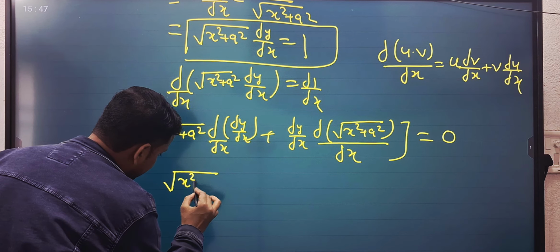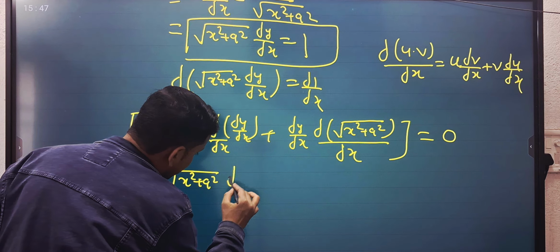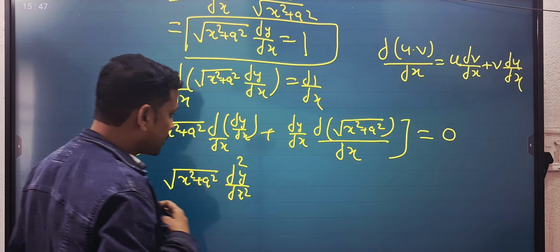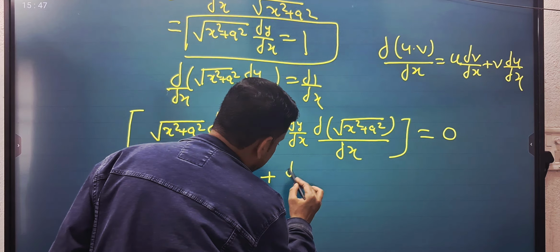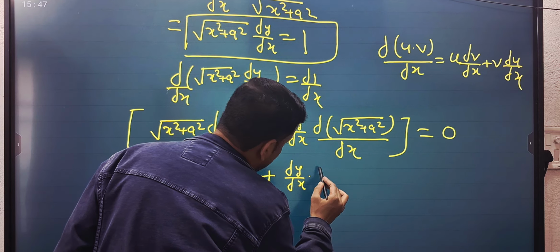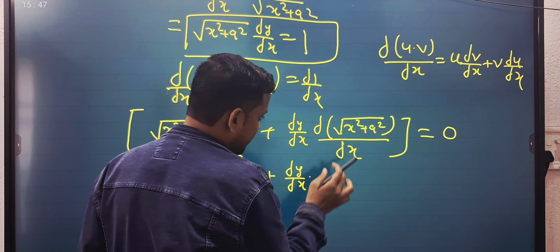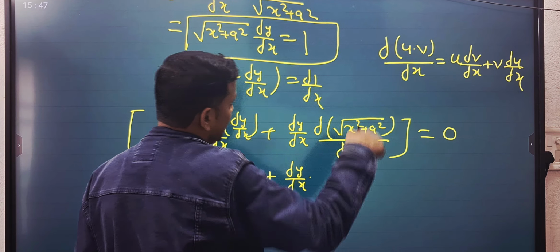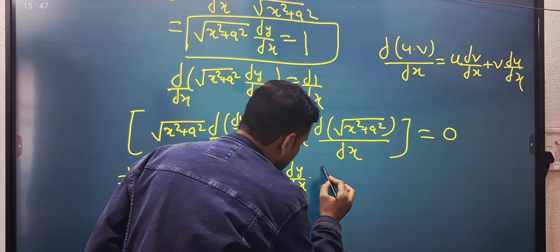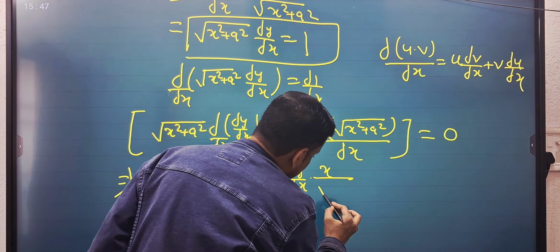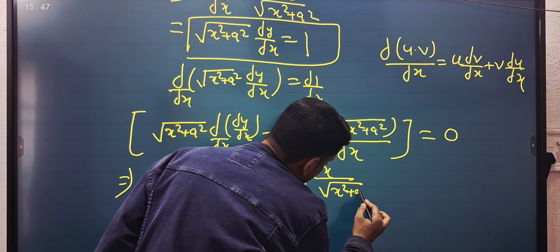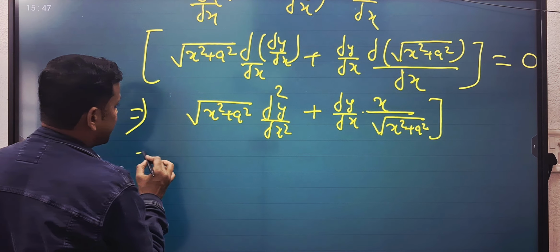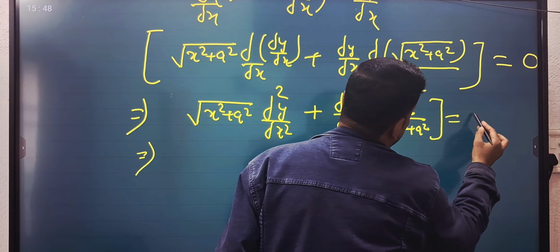So root under x square plus a square, here you can write d square y by dx square, because 2 times differentiation means d square y by dx square, plus dy by dx into, when you differentiate root of x square plus a square, this is root x, so the differentiation of root x will be 1 by 2 root x. I have explained this before, so you can write it as x by root under x square plus a square. So the next term will be equals to 0. I have to write here.